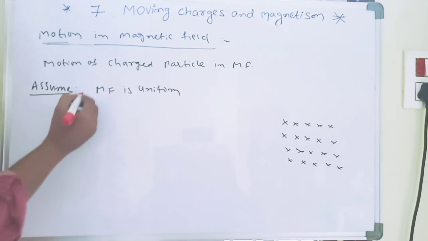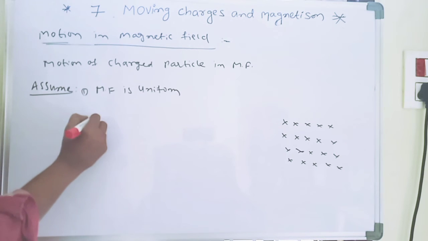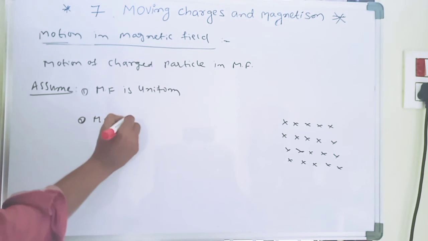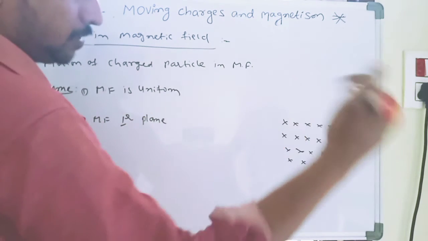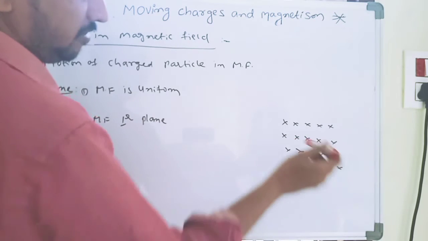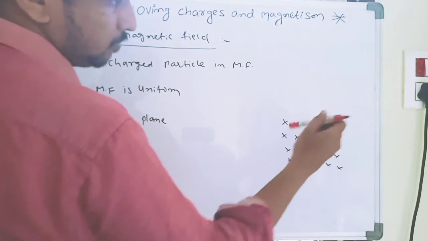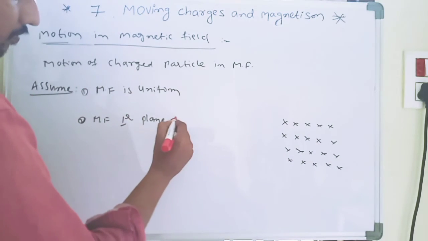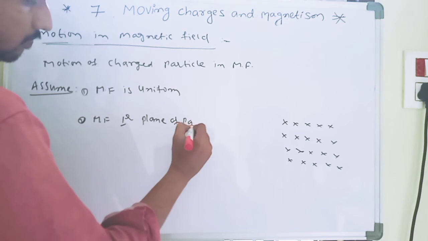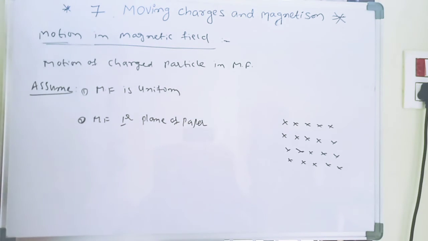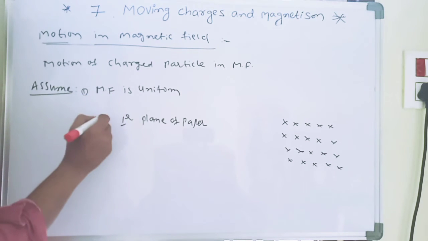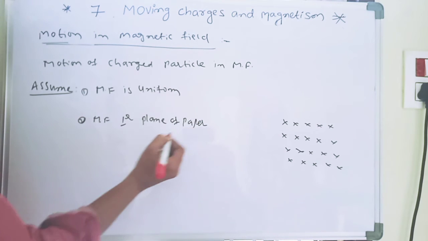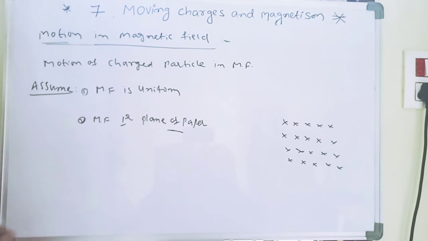Next, the magnetic field is perpendicular to the plane of paper. This is the direction, perpendicular to the plane of my board, the plane of paper. So these are the two assumptions: the magnetic field is uniform, and the magnetic field is perpendicular to the plane of paper.